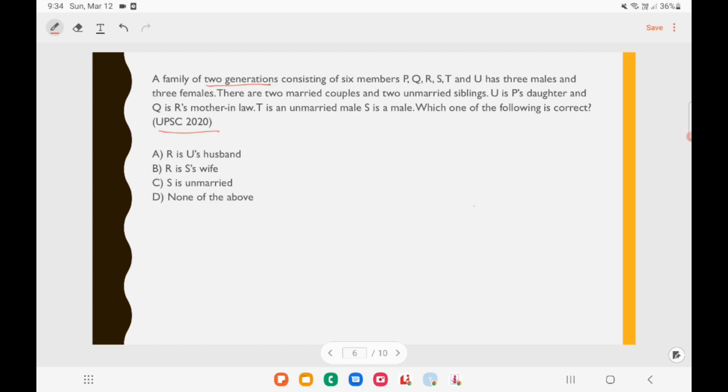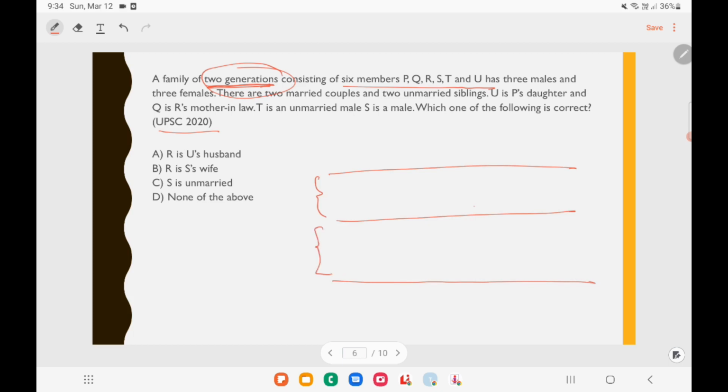And here the question says that a family of 2 generations consisting of 6 members. So here it's only 2 generations. So the better thing is I'm drawing 3 lines like this. This represents our first generation and this represents our second generation, and we shouldn't draw the family tree outside of these lines because there are only 2 generations, right? Now, consisting of 6 members, okay, and it has 3 males and 3 females. Now there are 2 married couples and 2 unmarried siblings.